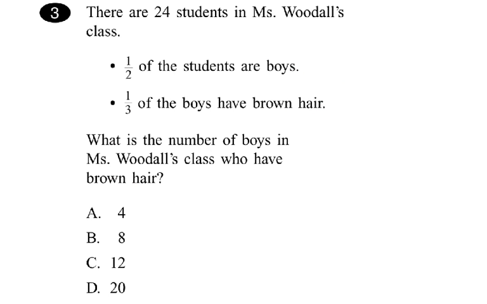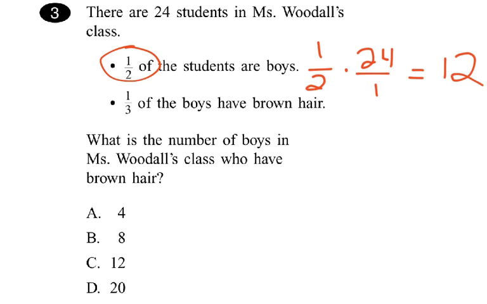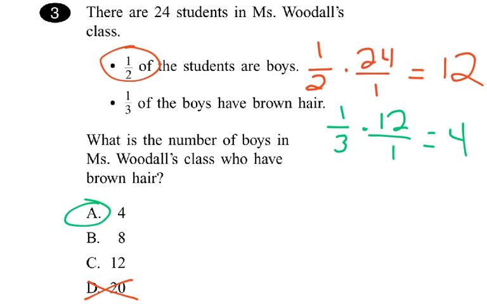Looking at question number 3. There are 24 students in a classroom, half are boys. So if we did 1/2 times 24, whole numbers we place over 1, we get 12. So we know that there are only 12 boys in the classroom. So that's going to rule out our answer of 20 right away. Right? Now the next part says 1/3, and if we do 1/3 of the boys, well, we know that there are 12 boys now. 1/3 of the boys are going to have brown hair. We divide that to get 4. So A was going to be our answer in this case.